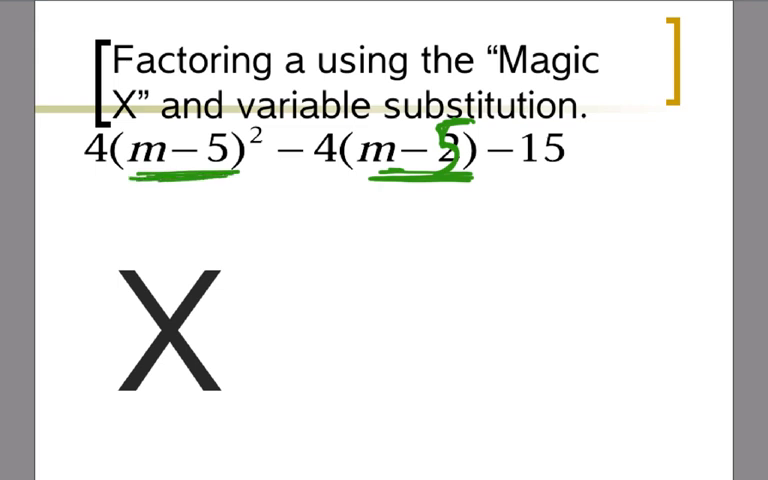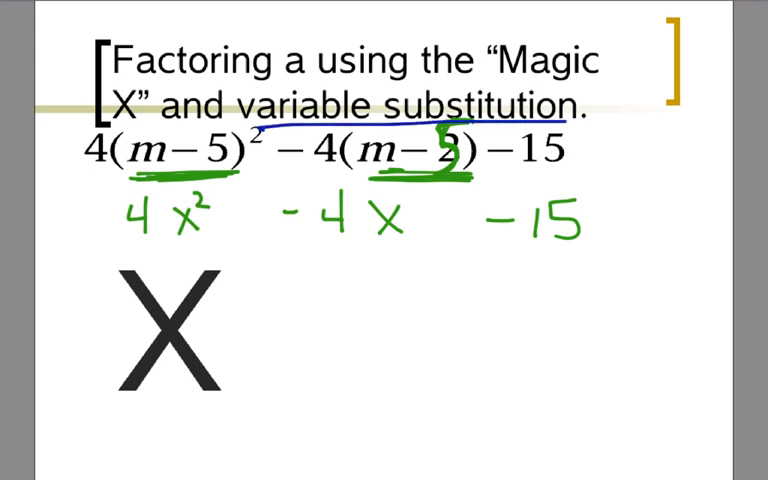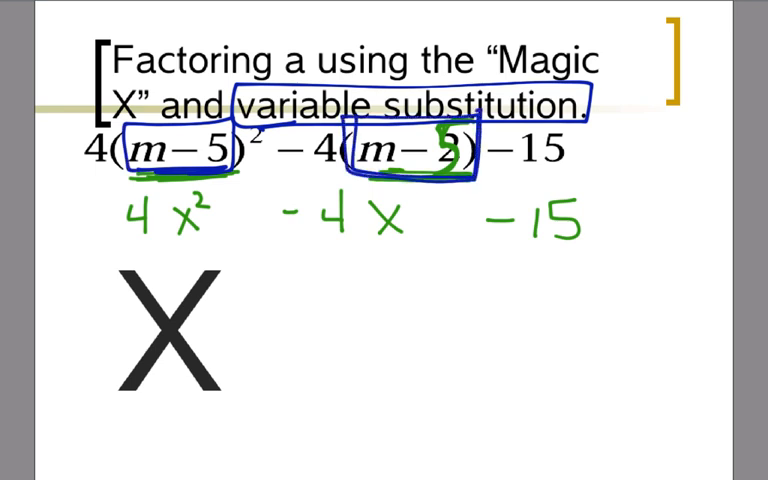And what we want to realize is that this would just be the same as if I had 4 times an x squared minus 4 times an x minus 15. Basically, then we call this variable substitution. That's what it's written up here. Basically, what's happening is, instead of having m minus 5, I'm just going to say, well, that's the same as this other m minus 5. And so I can just replace them and call them x.